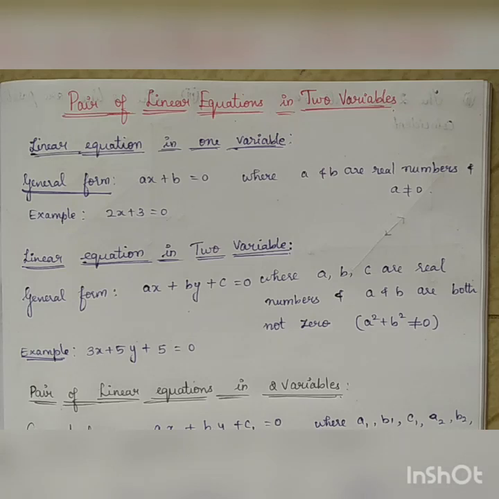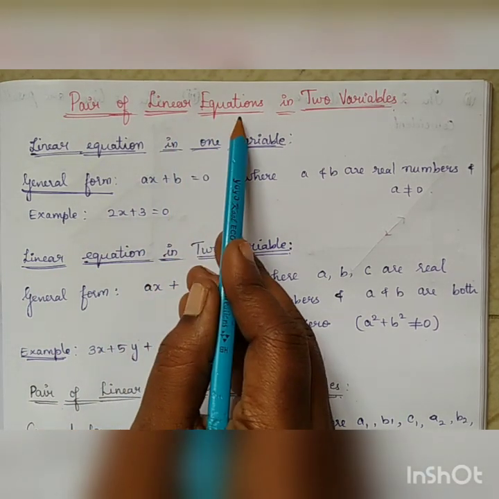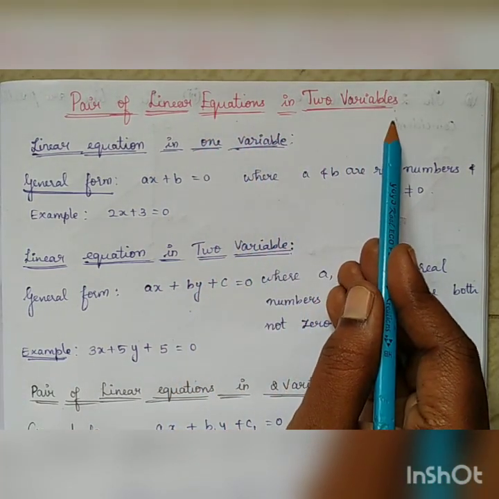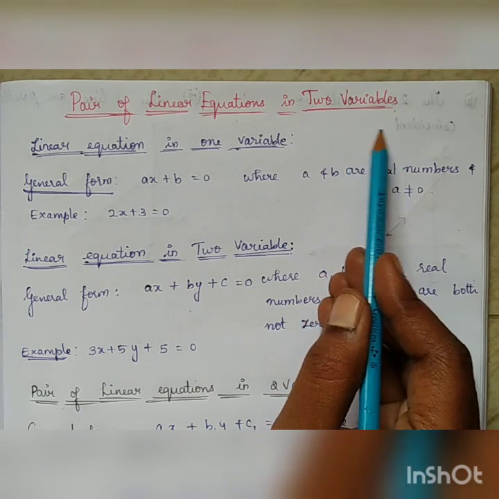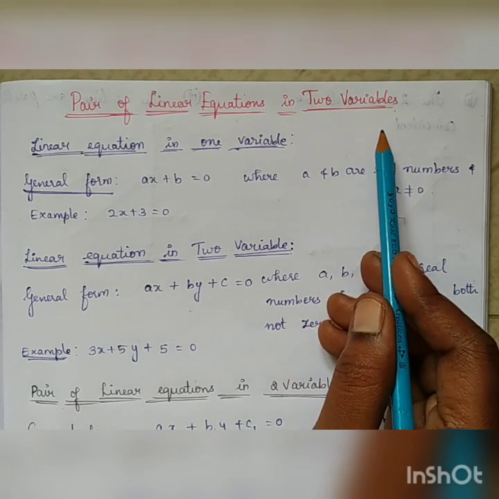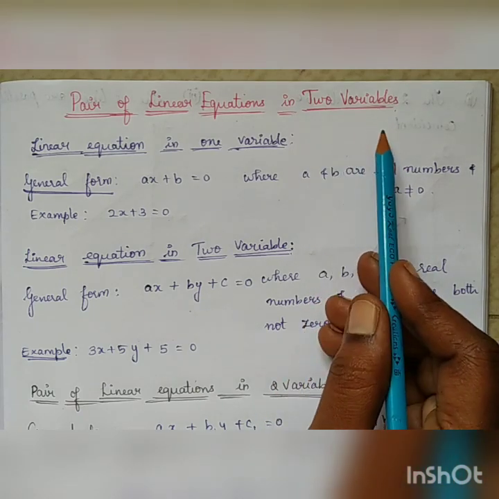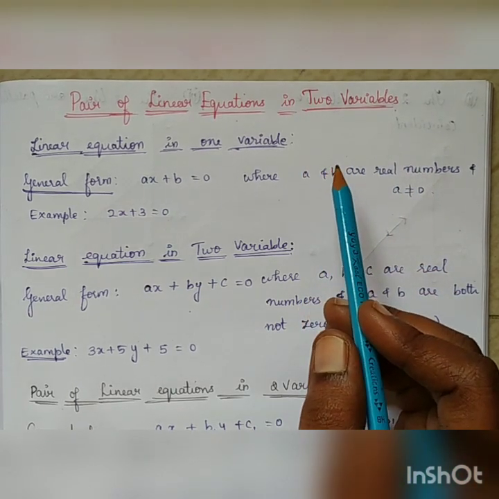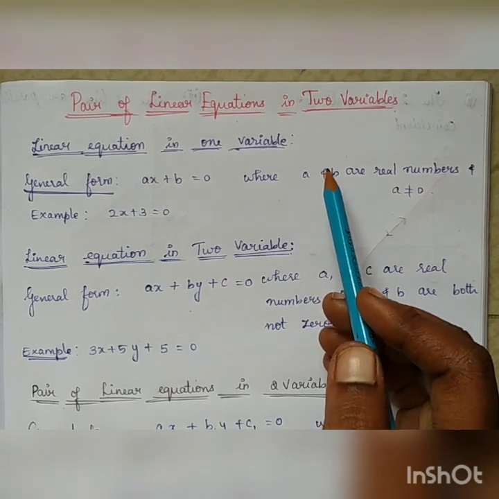Good morning. Today we are going to learn the next chapter, chapter 3, pair of linear equations in two variables. This linear equation in two variables we have studied in class 9 itself. What is a linear equation? What is the general form of a linear equation? How to find the solution for this linear equation? How to represent the solution graphically?